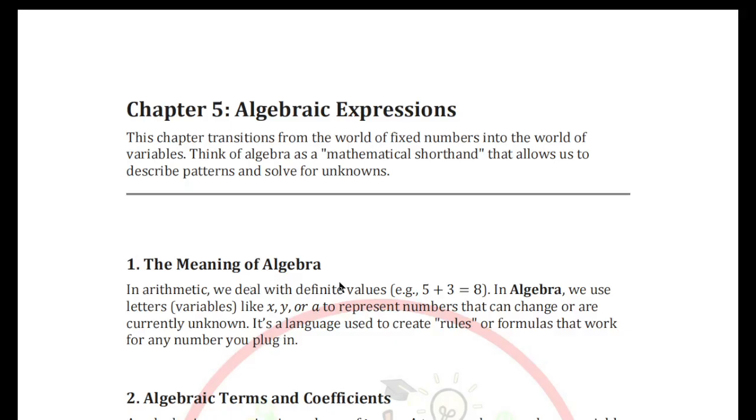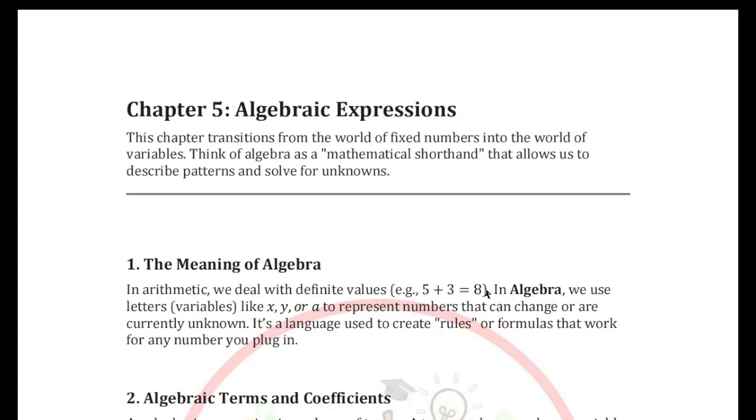Let's start by first identifying the meaning of algebra. What do we mean by algebra? In arithmetic we deal with definite values, 5 plus 3 equals 8. Normal arithmetic goes like 5 plus 3 equals 8. That is what we were taught, that is how we were taught from grade 1 up to this point.